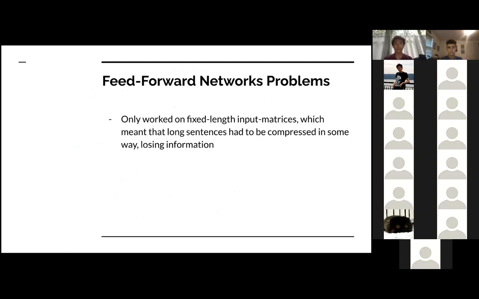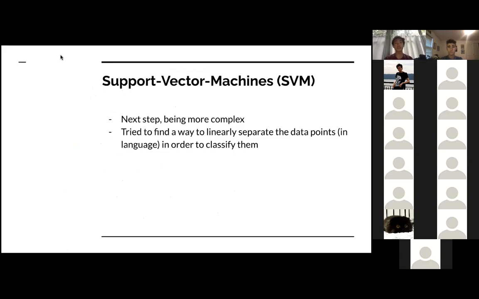So again, we had the problem that they only worked on fixed length input matrices, which means that long sentences had to be compressed in some way. So then evolving, we have support vector machines, which are better. They're the next step, and they're more complex. The way they worked is they tried to find a way to linearly separate data points into separate categories in order to classify them.